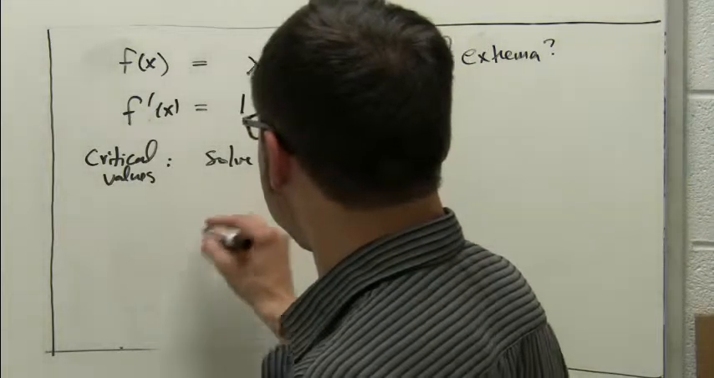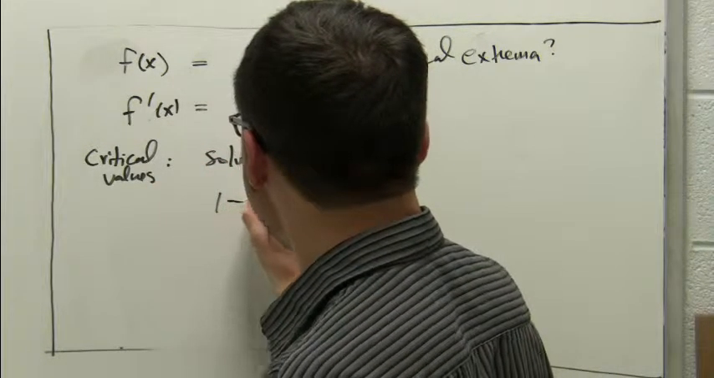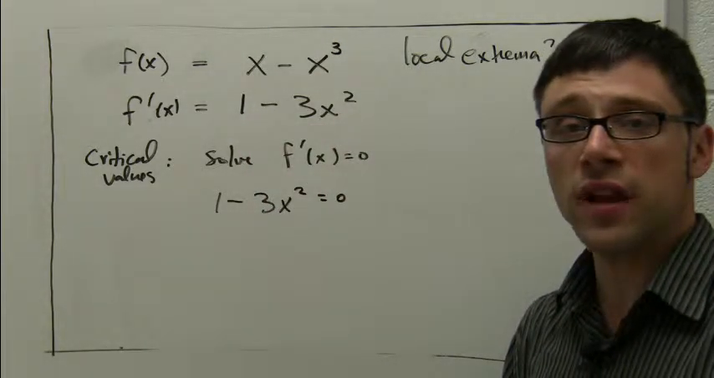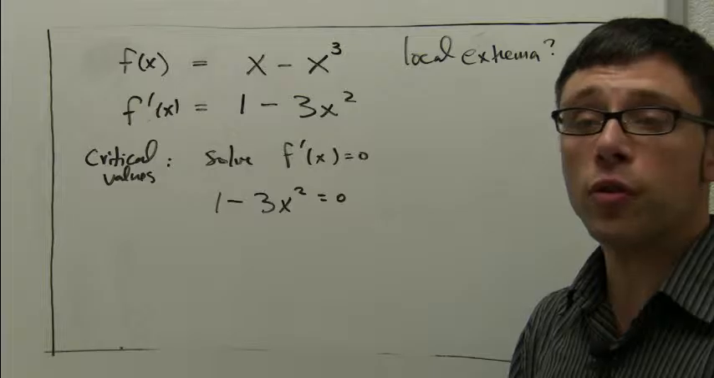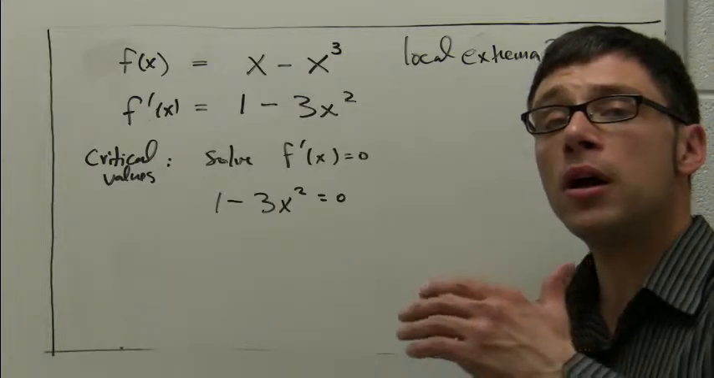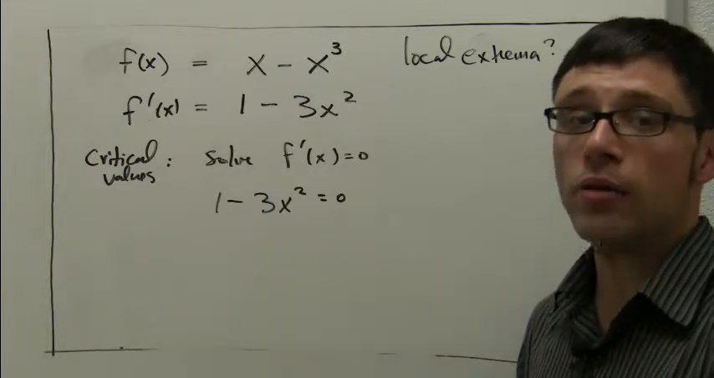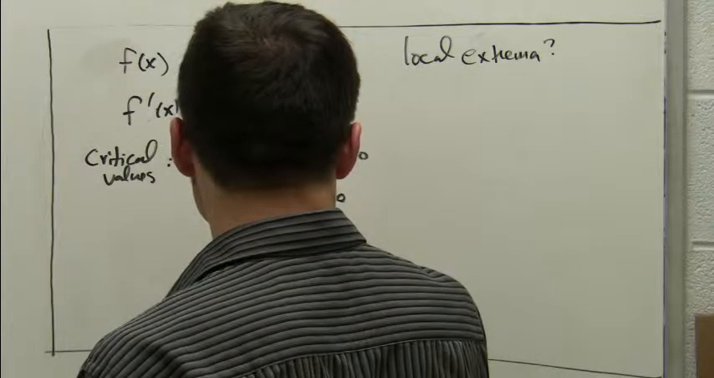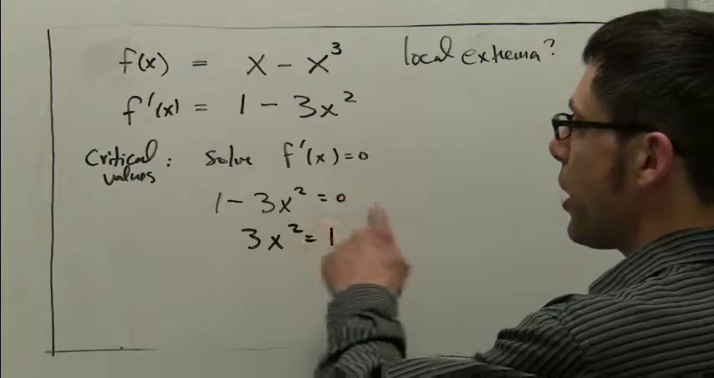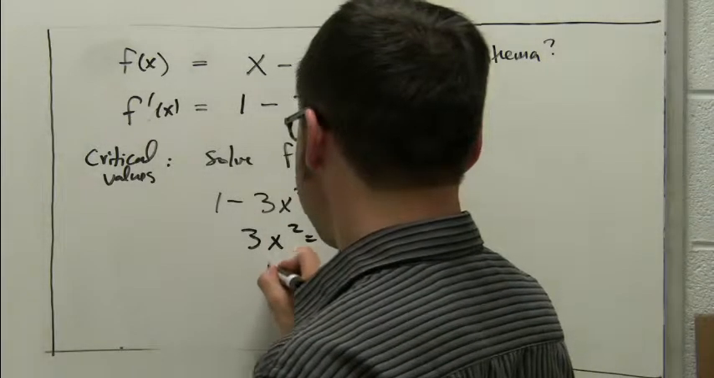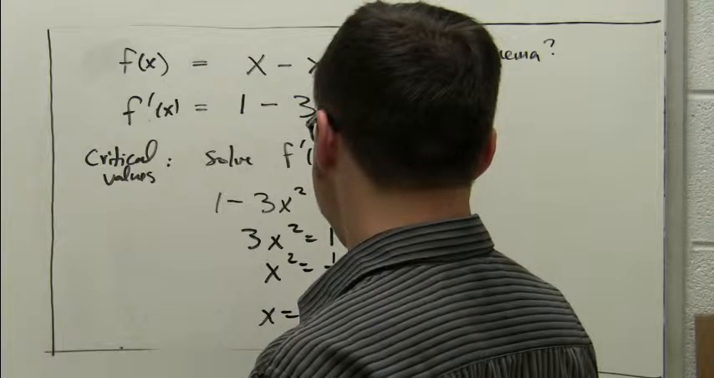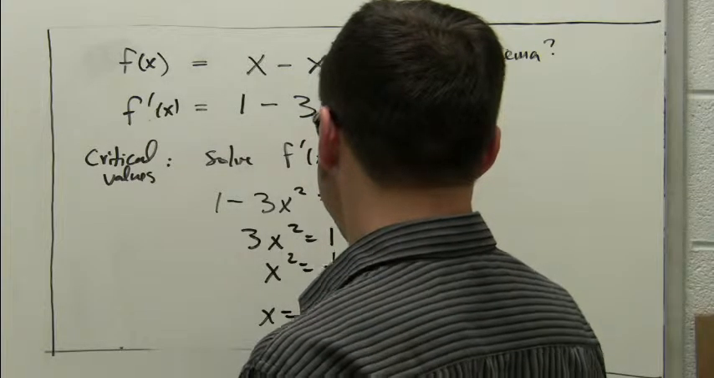So I write down this same equation, 1 minus 3x squared, set it equal to 0, and solve for my x values. These are x values for which the function is transitioning from going up to going down, or from going down to going up. So I now have 3x squared is equal to 1, since I just added 3x squared to both sides. And I solve: x squared is equal to 1/3. Therefore, x must be plus or minus 1 over root 3.